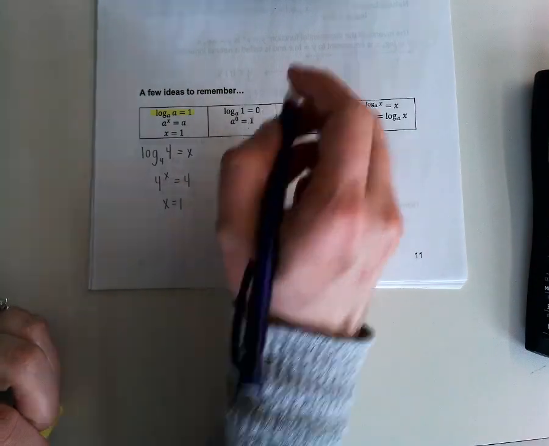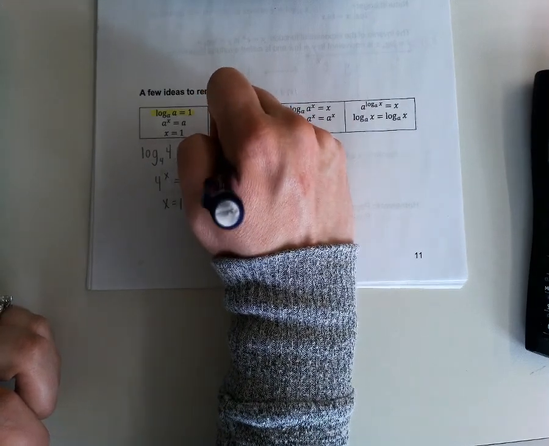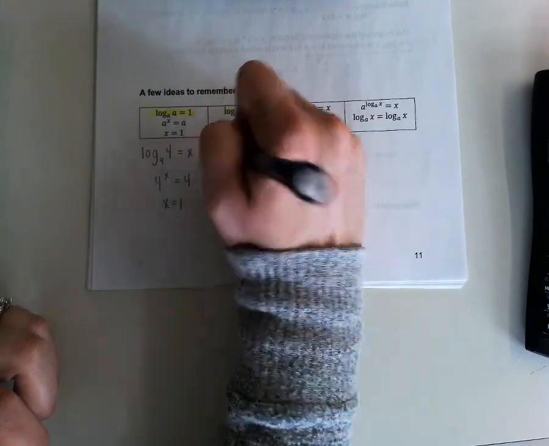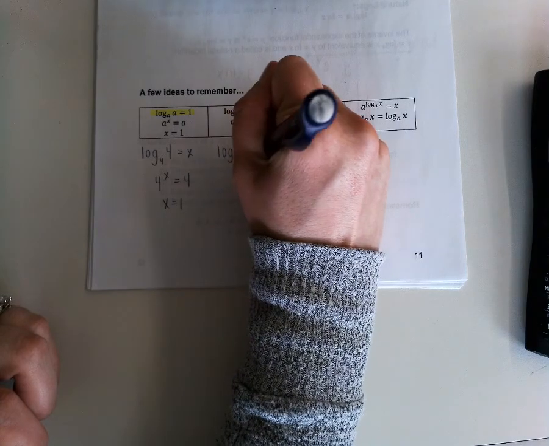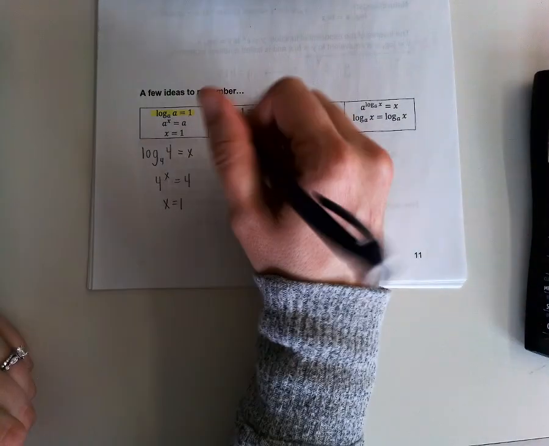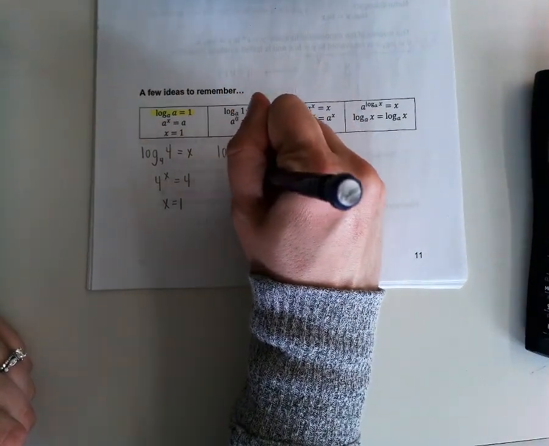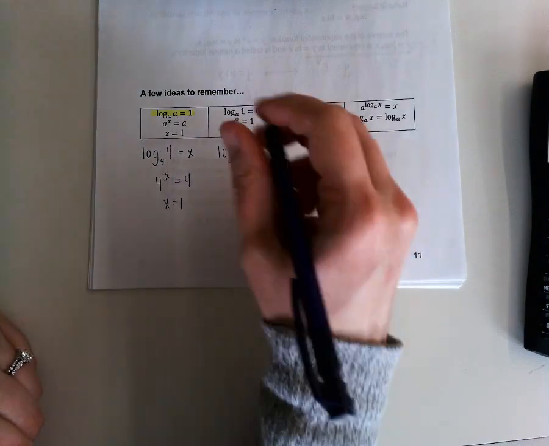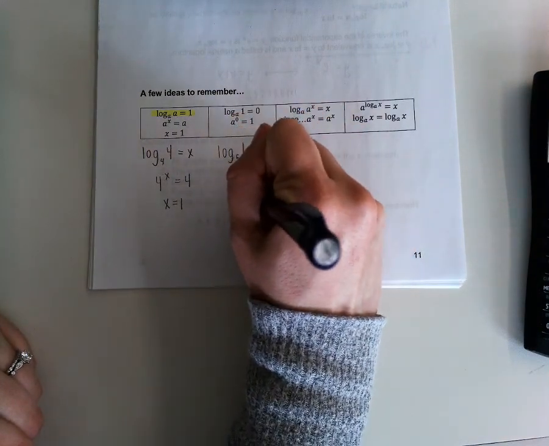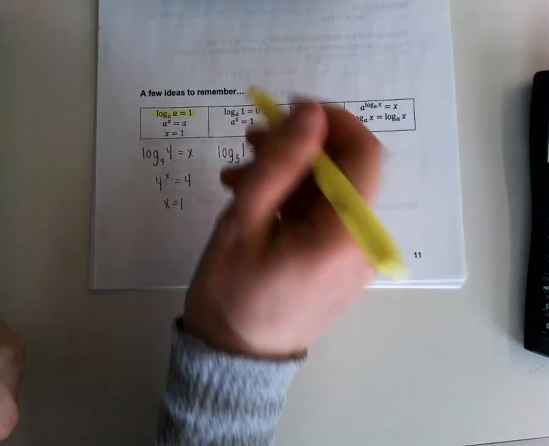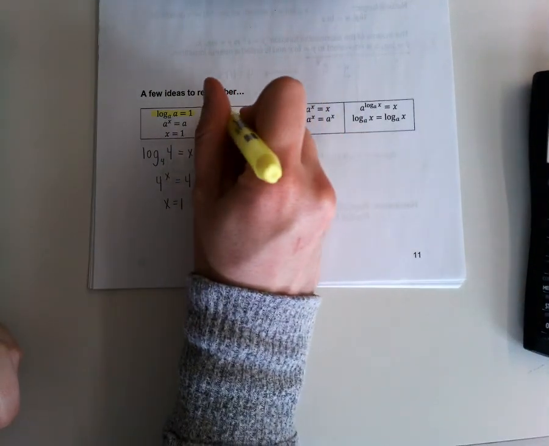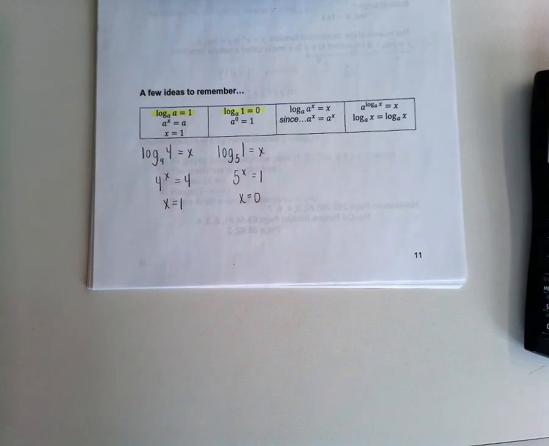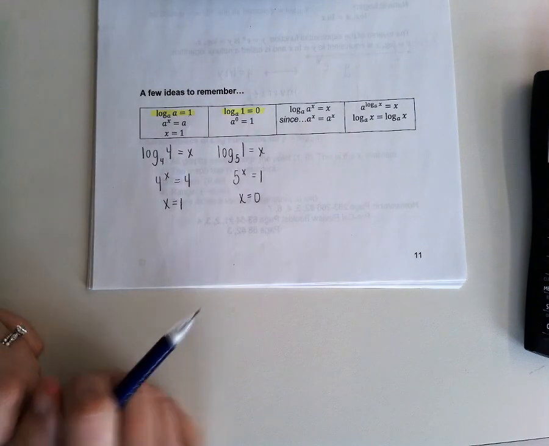Similarly, log base a of 1 will always be equal to 0. The reason for that is that, let's say for example, we had base 5 and 1. Well, this would be 5 to the power of x equals 1. And we know that this would have to be 0. So x would have to be 0. So when you have log base a of 1, it will always be equal to 0.